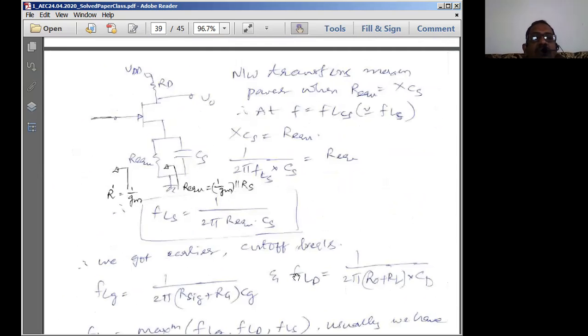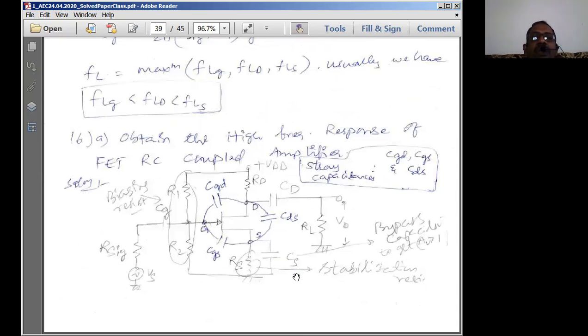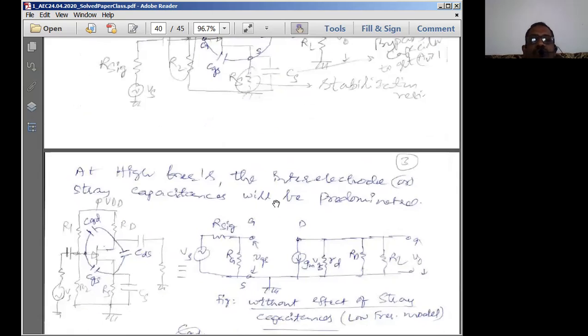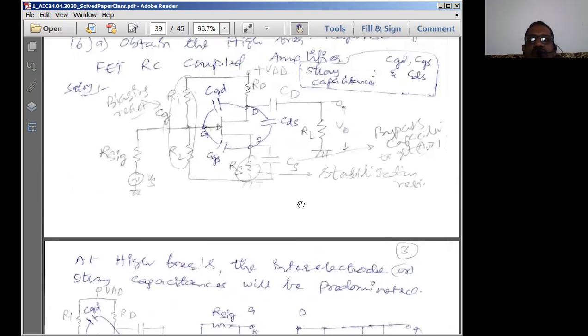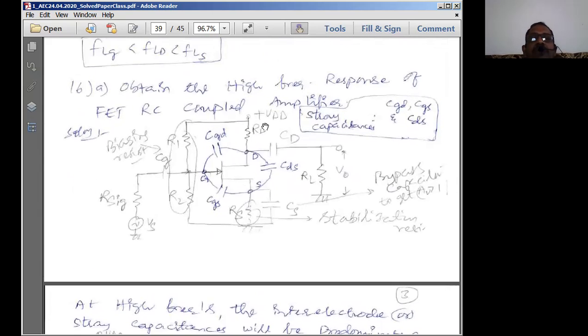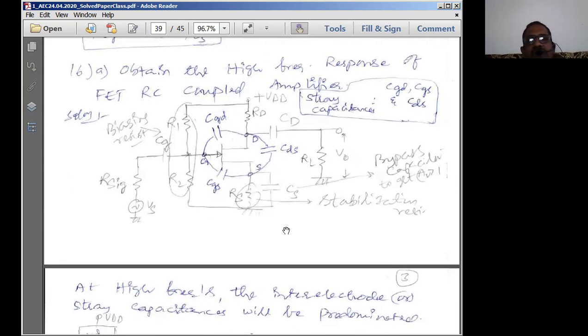So straight away I want to go with the high frequency response of the FET RC coupled amplifier circuit. Because this is going to take very little time to cover, let us go with this. Obtain the high frequency response of the amplifier. Just now we have seen the low frequency response. Now we'll go with the high frequency response of the amplifier. Then we go with the mid band frequency of the FET amplifier circuit. Okay, so let us go with this. Obtain the high frequency response of the FET RC coupled amplifier circuit, or in fact the FET amplifier as well.